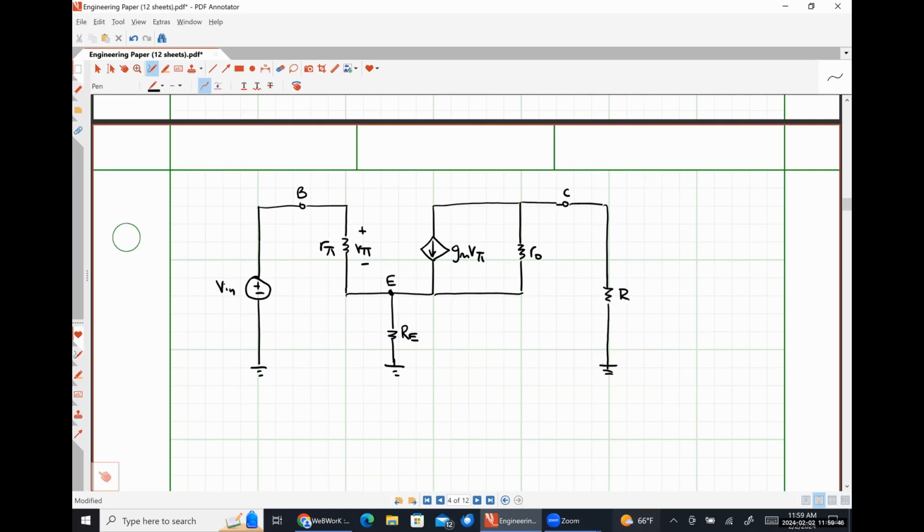Here's RC. And here's V out. All right, so this is our small signal model.